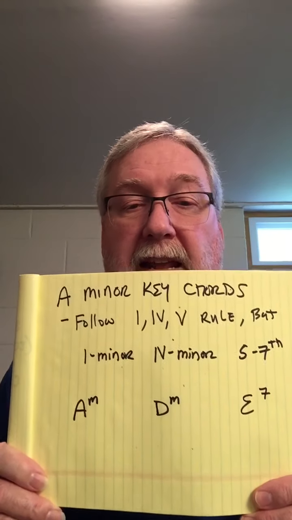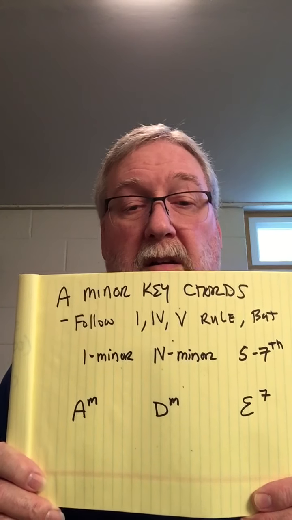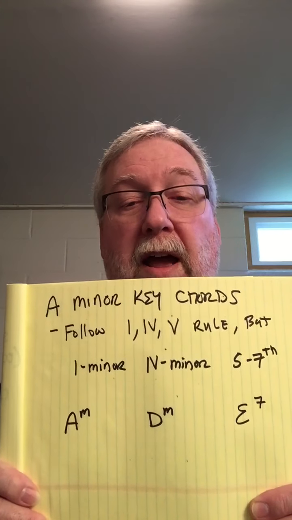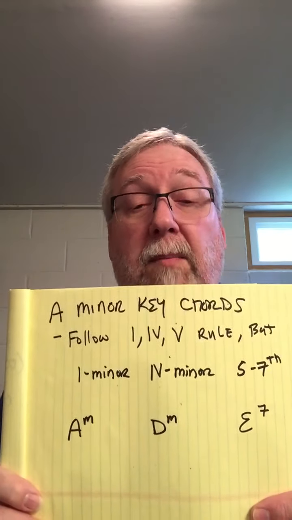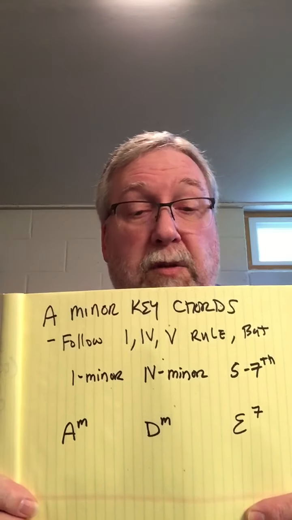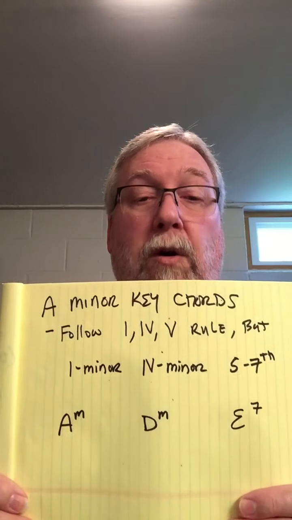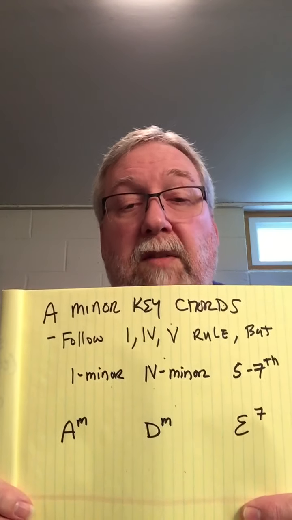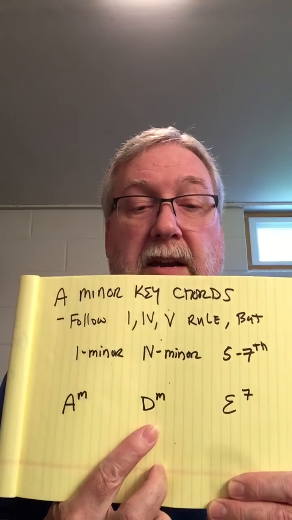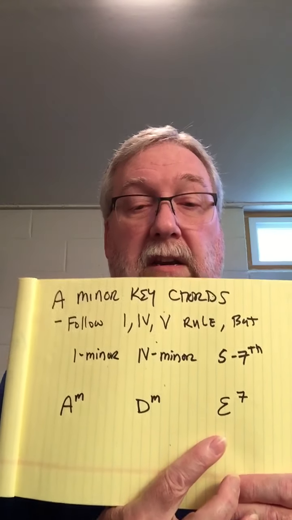And then it's a simple application of the rules I've just explained to figure out what are the chords in that key of A minor. Well, it follows that same 1-4-5 rule, except now instead of major chords, we've got minor chords and a seventh chord. So the three chords that are associated with the key of A minor are A minor, D minor, and E7.